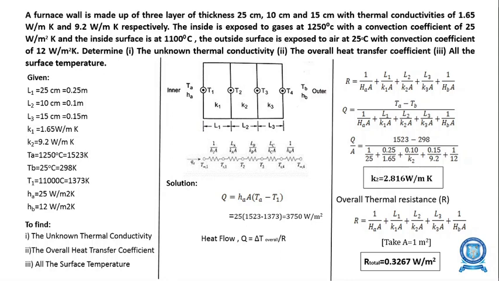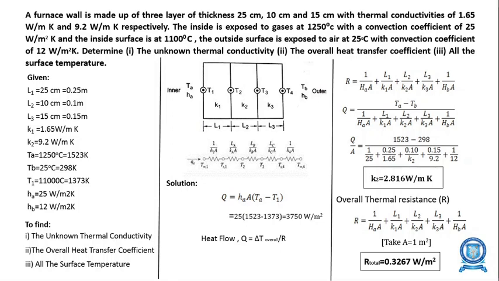Then we have to draw the thermal network diagram. The thermal network diagram is important to solve the problem easily. Without drawing the thermal network diagram, we cannot solve the problem. Therefore, I am drawing the equivalent thermal network diagram. Here, there are totally 5 different heat transfers. That means there are 2 convection heat transfers and 3 conduction heat transfers taking place.